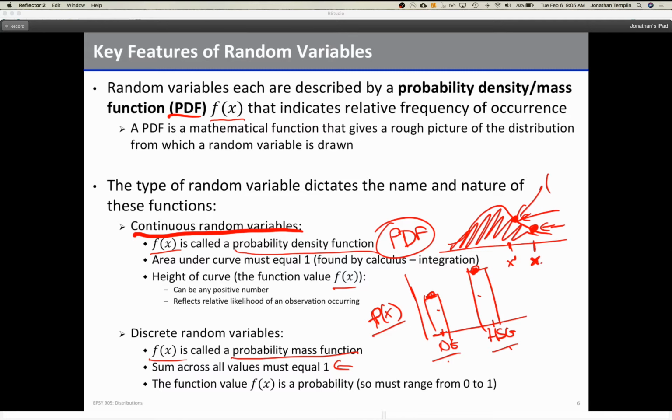And again, because the height of the bar, or the value that comes out of f of x, is a probability, they have to range from 0 to 1. Whereas in the continuous case, you can have distributions with heights well above 1, depending on how peaked the distribution happens to be.